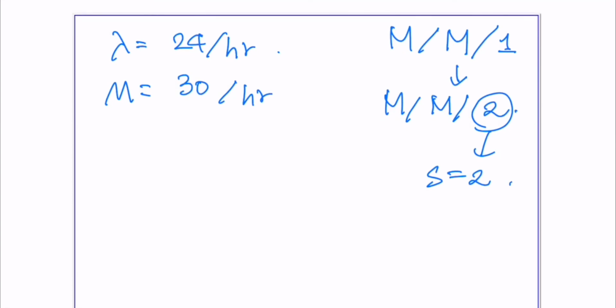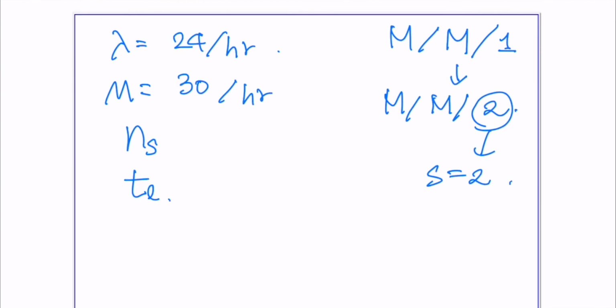Okay, so given this information, what do we want to know? We want to know the average number of cars in the system, so we want to know NS, and the total time customers wait before being served. So that is not TS, but it is TL, because time in the waiting line. So let's try to solve this NS and the TL.